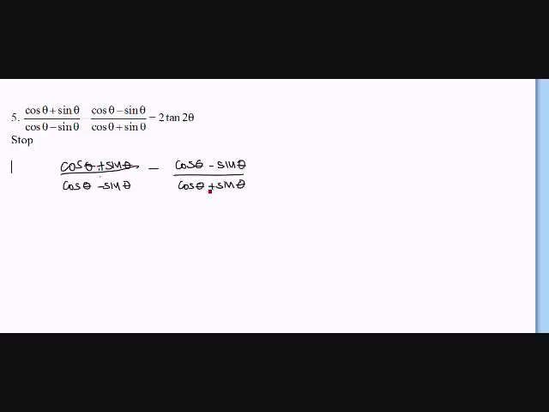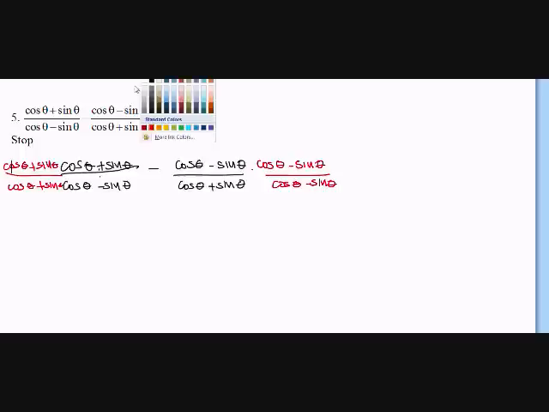I'm going to use the common denominator, so I'm going to multiply this denominator with this guy over here. So this is cosine of theta plus sine theta all over cosine of theta plus sine theta. And I'm going to rewrite this side, multiplying by this common denominator of cosine theta minus sine theta all over cosine theta minus sine theta. So I'm going to multiply the numerator now, and I get cosine squared theta.